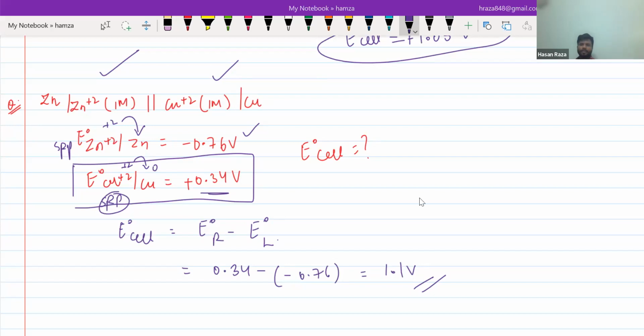No, Hamza, not minus 1. How can it be minus 1? See, it is plus 0.34, and there is a minus in the formula, and this is already minus. So minus minus will be plus. So it will be 0.34 plus 0.76, and the answer will be plus 1.1 volt.